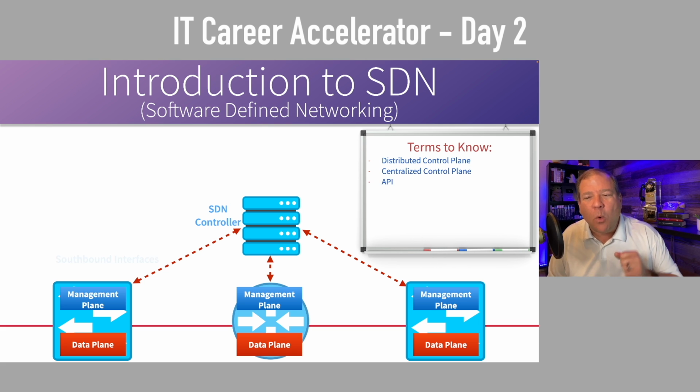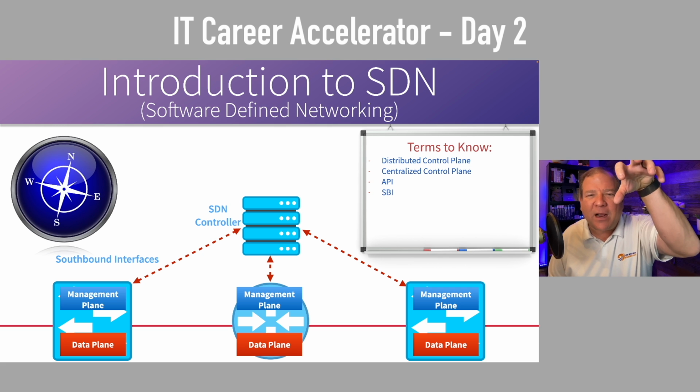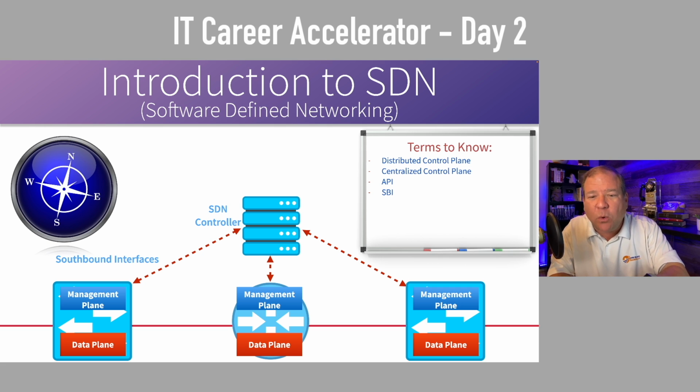Now, the question is, what kind of commands are we sending from that controller down to those devices that we're configuring? And we oftentimes call those southbound interfaces. What they really are is APIs. You might have heard that term a lot. An API, that's an application programming interface. That's the way that one piece of software talks to another piece of software. And when we draw this out, we typically draw the devices that we're configuring below the controller. In other words, south of the controller, if you think of a compass.